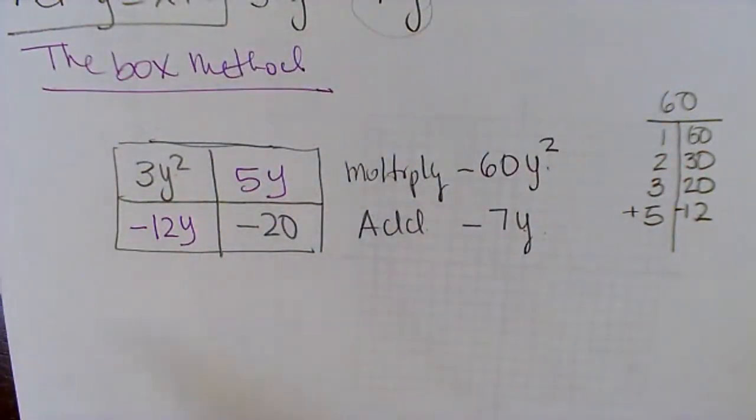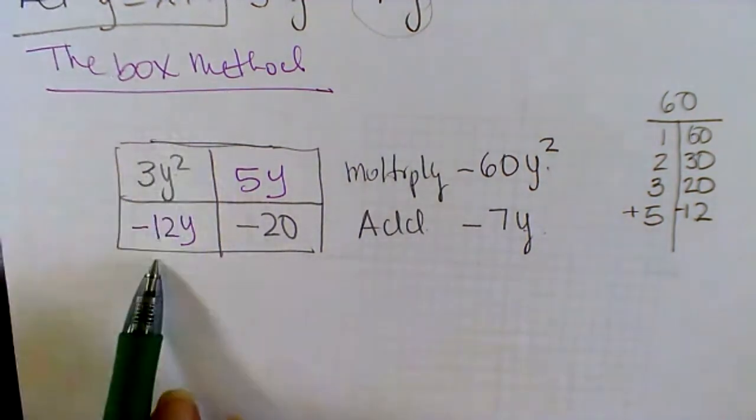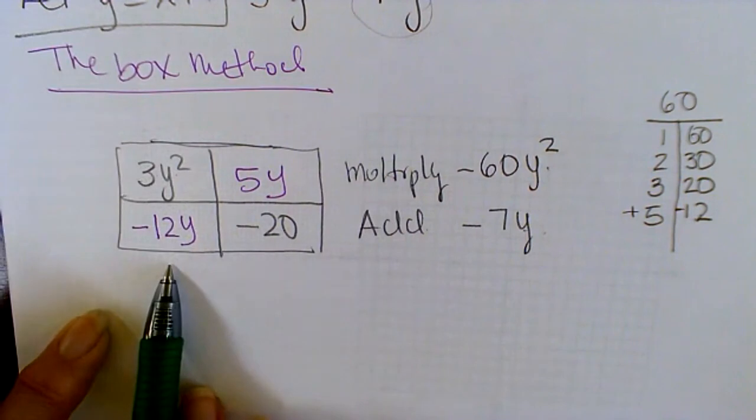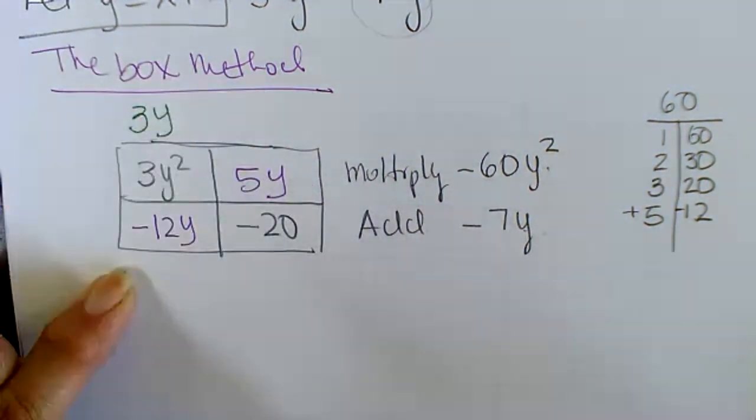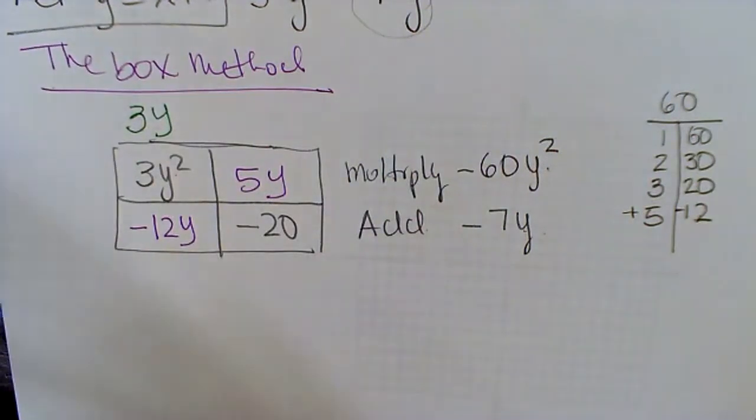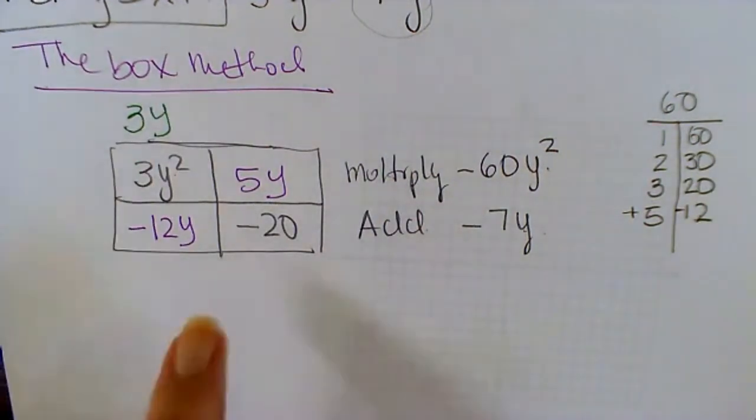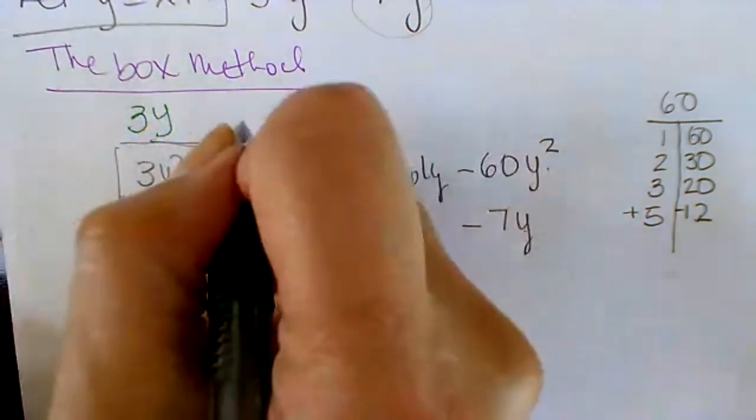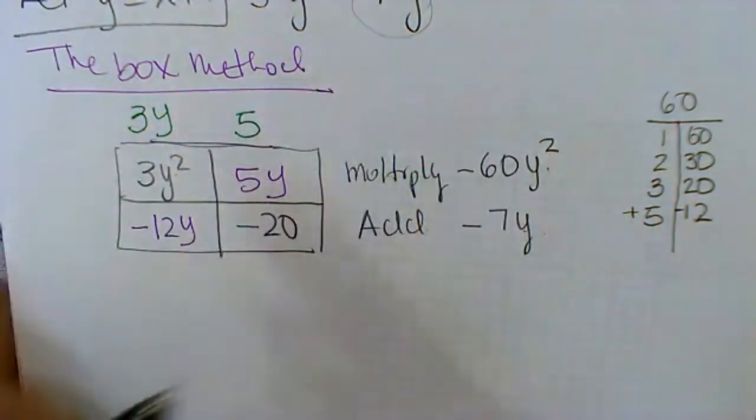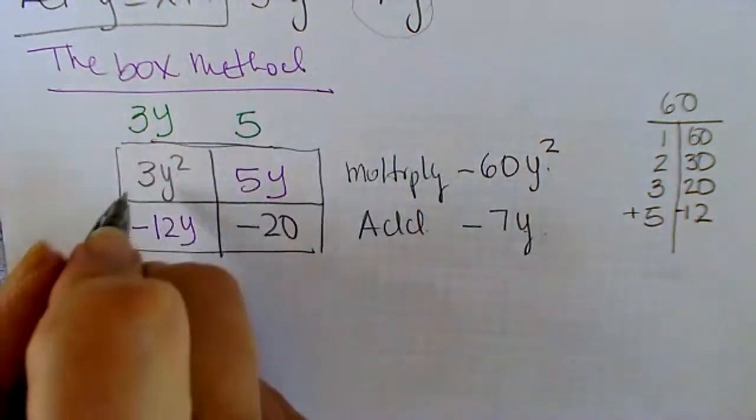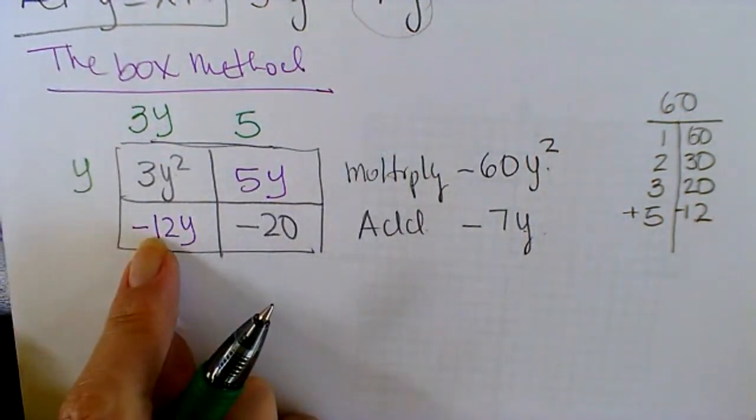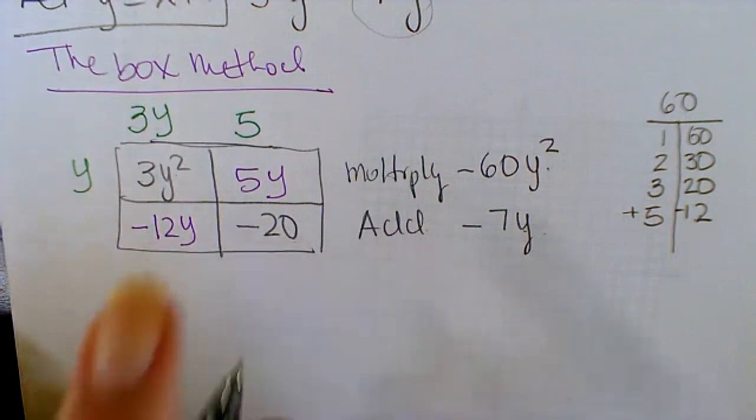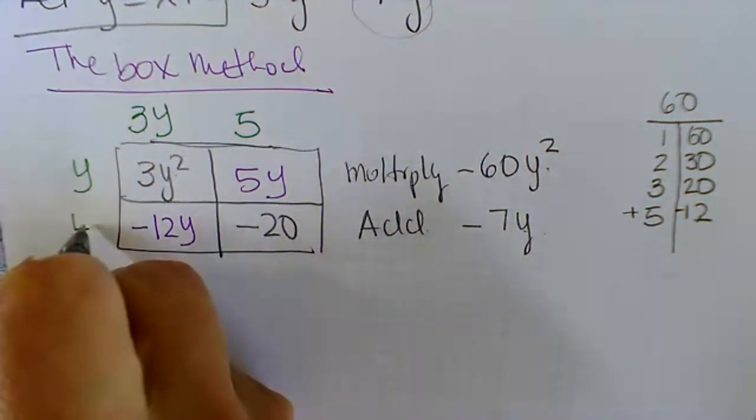Now, let's get the numbers. Let's factor that out. So right here, what is my greatest common factor? It's going to be 3y. And what is my greatest common factor on this one? It's going to be 5. On this row is going to be just the y. And here, between 12 and 20, is going to be a 4.